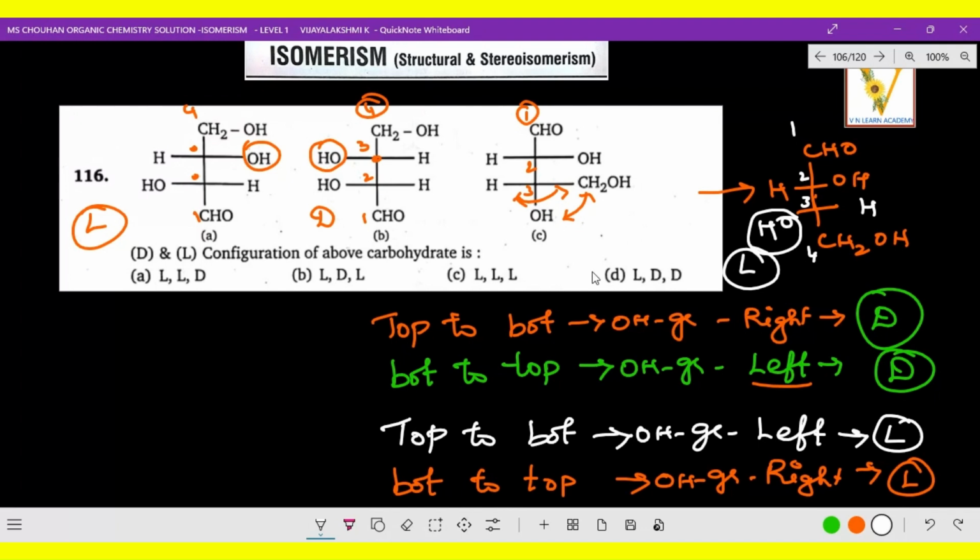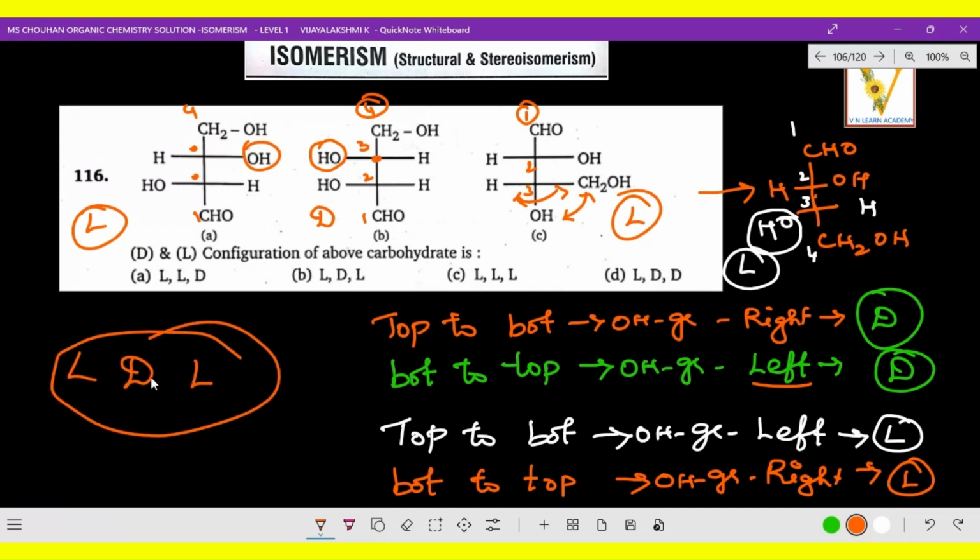So that means this part is called L configuration. Now, which is the correct option? LDL. So where is the LDL configuration? Yeah, LDL. Here it is option B. It's the correct option. I hope you got the clarity. How do we identify? It's very simple. I hope this trick will help you to identify the correct way.